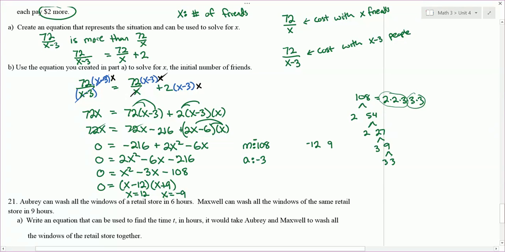So should we take both those as our answer? Well, what did x represent? X represented the number of friends. Can I have 12 friends? Yes. Can I have negative 9 friends? No. So throw out that negative 9. It doesn't make sense in the context of this problem. Keep the 12.